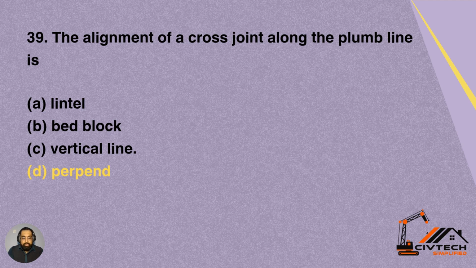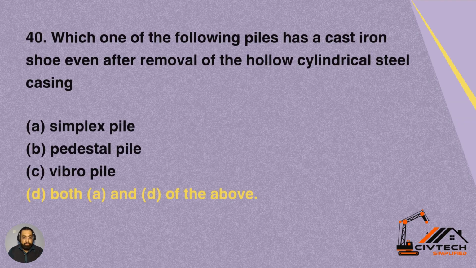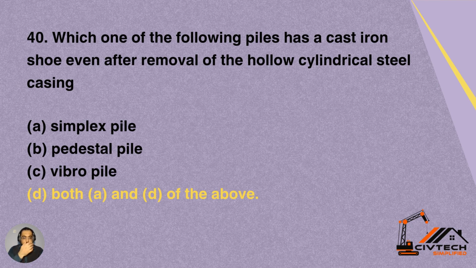Then we have question 39. The alignment of a cross joint along the plumb line is A. lintel, B. bed block, C. vertical line, D. perpend. So it's perpend because it is a cross joint along the plumb line. Plumb line is vertically straight, so it's a cross line, so it will be perpendicular to the plumb line. So option D is correct for this question.